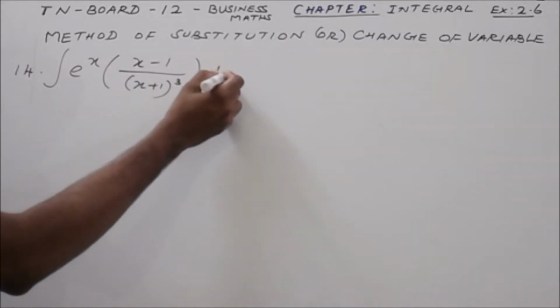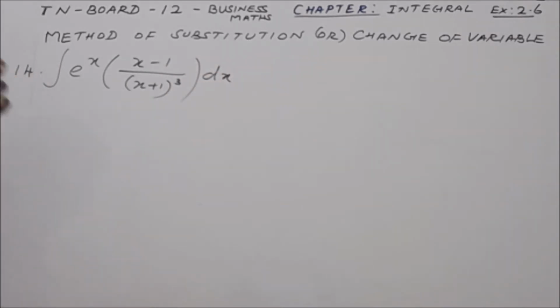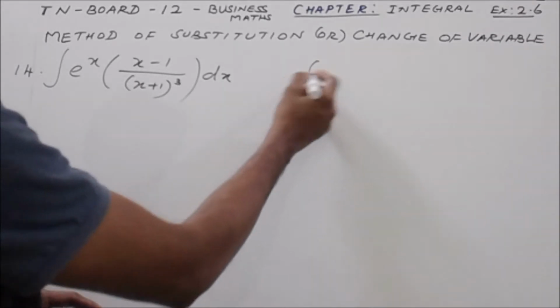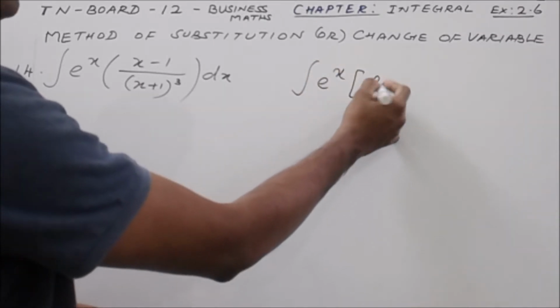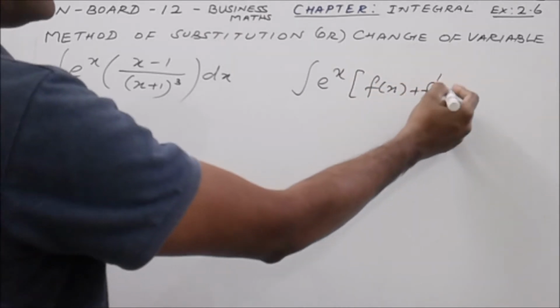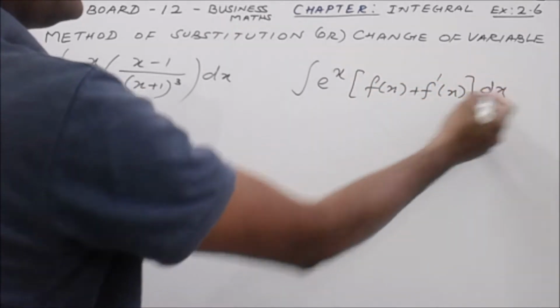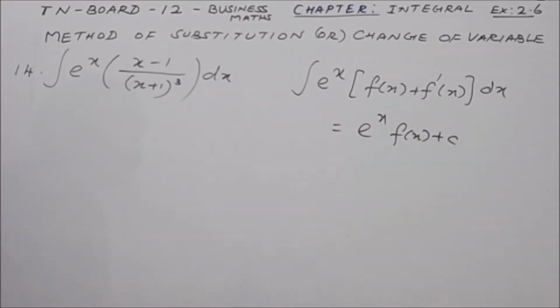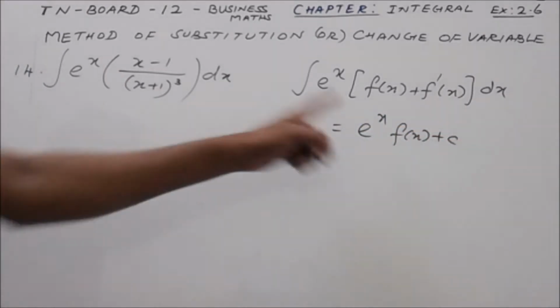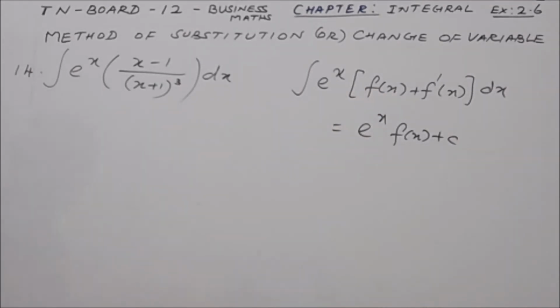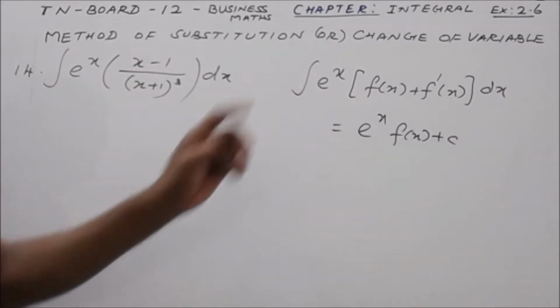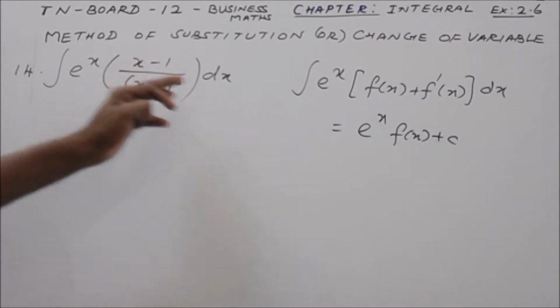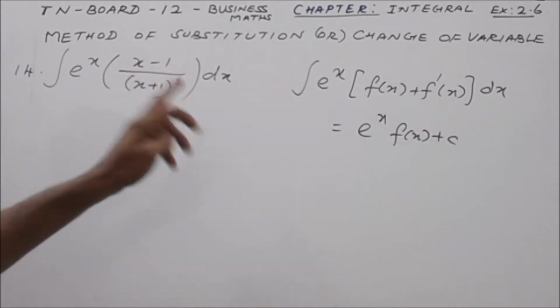Integral dx. When e power x appears and the sum of the functions is in the product, we have a formula: integral e power x into f of x plus f dash of x dx is equal to e power x into f of x plus c. We have such a formula here. So we can focus according to this formula because we have e power x in the product. So change it as f of x plus f dash of x here.